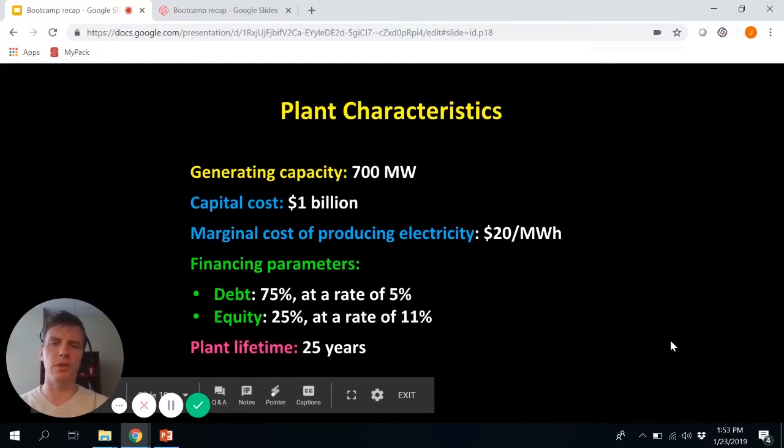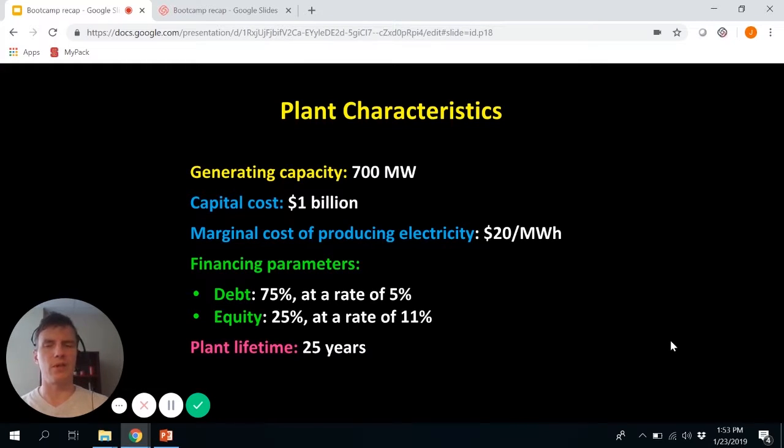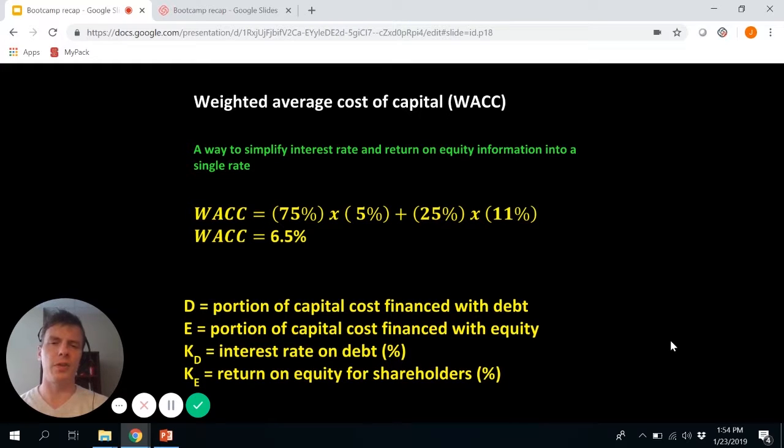And we can plug in some numbers here. We said that 75% of the capital cost is going to be financed through debt, so that's going to be $750 million. 25% of the capital cost is going to be financed through equity. That's going to be $250 million. The interest rate on debt is 5%, and the return on equity for shareholders is 11%. So we can plug those numbers in here, and what we end up with is a weighted average cost of capital of 6.5%.